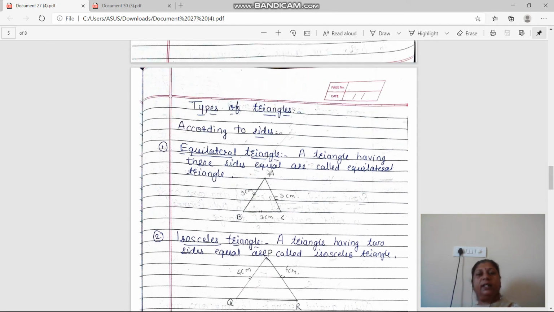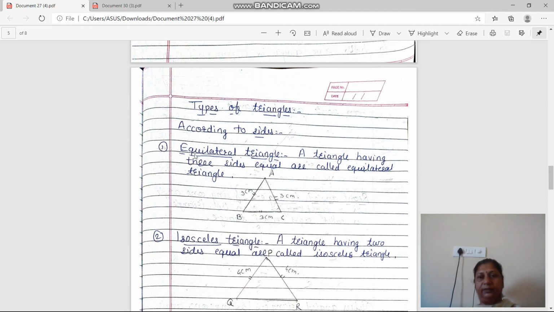So see here, equilateral triangle. A triangle having three sides equal is called an equilateral triangle. Say with me, a triangle having three sides equal is called an equilateral triangle. Next, isosceles triangle. A triangle having two sides equal is called an isosceles triangle. Say with me, a triangle having two sides equal is called an isosceles triangle.